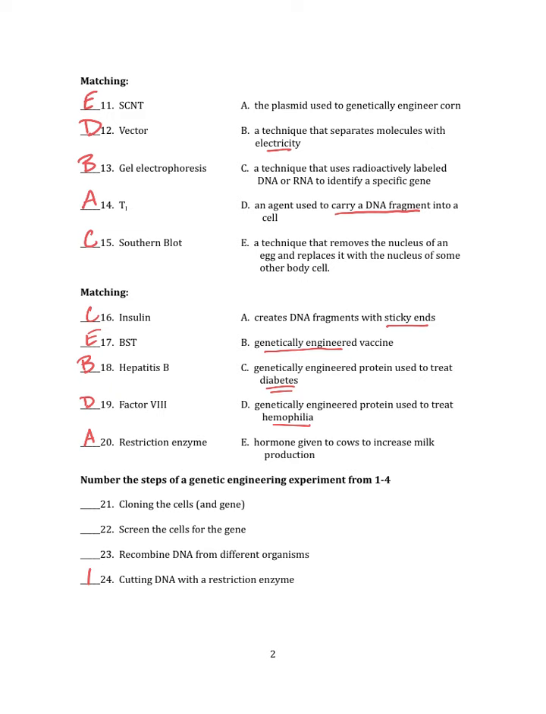The second step would be to take your DNA fragment and recombine it with different DNA from a different organism. So 23 is number 2. Then you're going to clone the cells with the recombinant DNA to see if it's going to be expressed. And then the last step would be number 22, and that's to screen the cells that you've cloned for the gene that you inserted to ensure that your experiment worked.